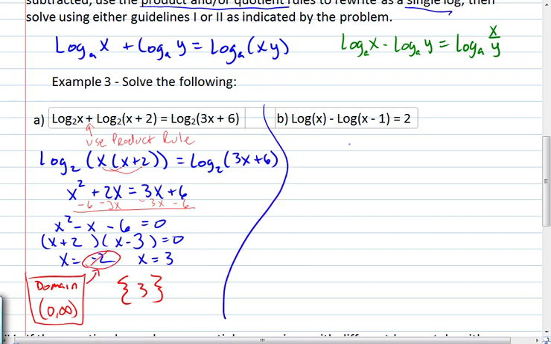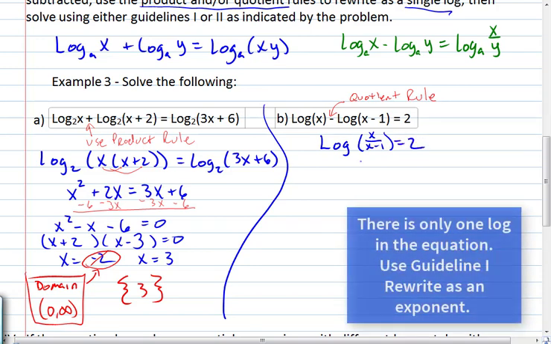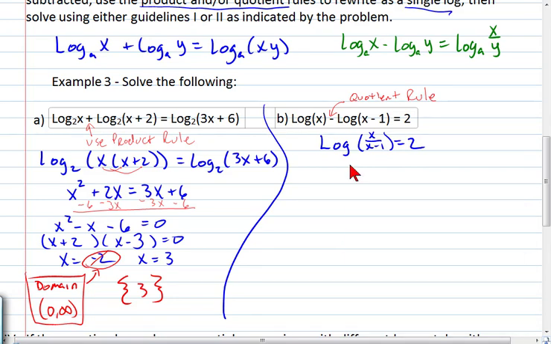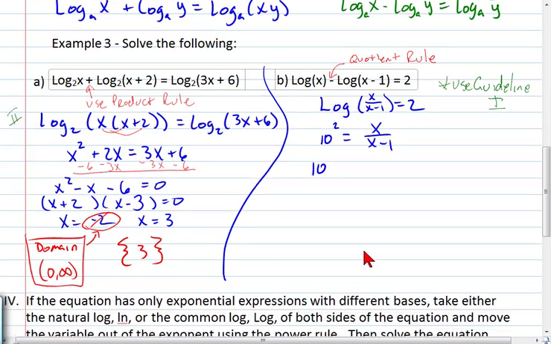Part B. What did we notice about this problem? What rule are we going to use? So this becomes log x over x minus 1 equals 2. What rule do we use, or what guideline do we use now? Guideline 1, rewrite it as an exponent because there's only one log in the equation. So what is the base going to be? Raised to the equals. This was guideline 1. And this one, by the way, was guideline 2. So this becomes 100 equals x over x minus 1.